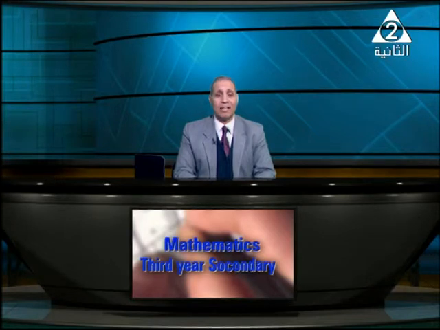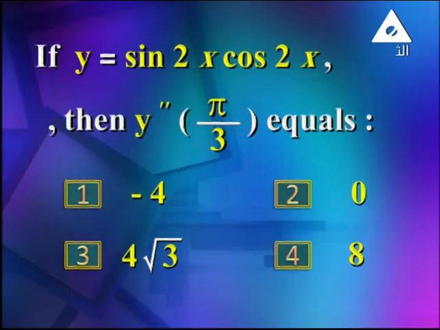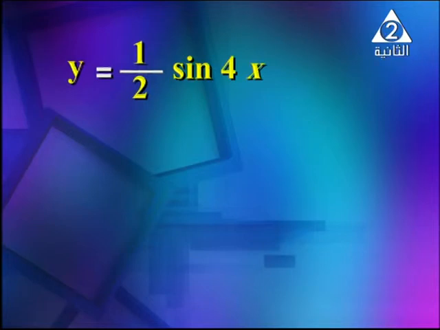My dear student, look at the solution of this example. y equals sine 2x cosine 2x. Required: y double dash at pi over 3. Choose the correct answer: negative 4, 0, 4 root 3, or 8. My dear student, y equals half sine 4x. Why? Because sine 2x equals 2 sine x cosine x. In this example, sine 2x cosine 2x became sine 4x divided by 2, or half sine 4x.